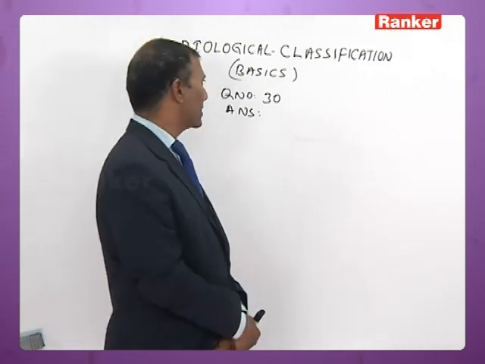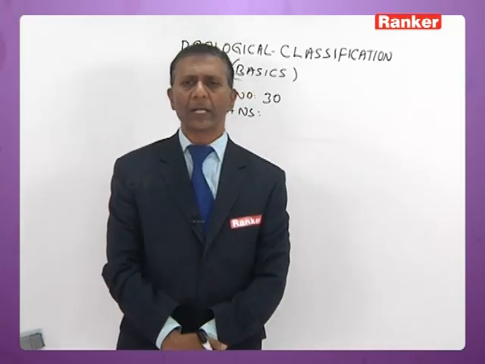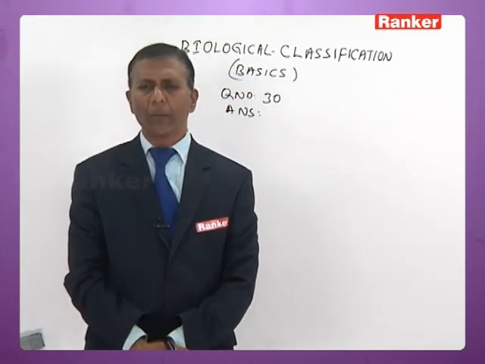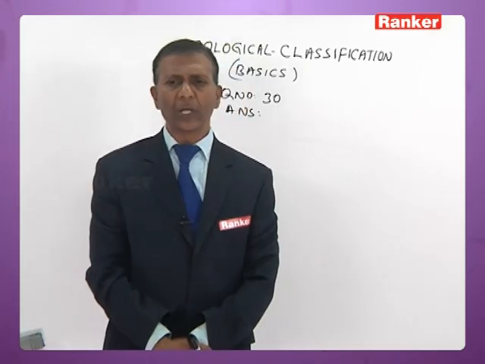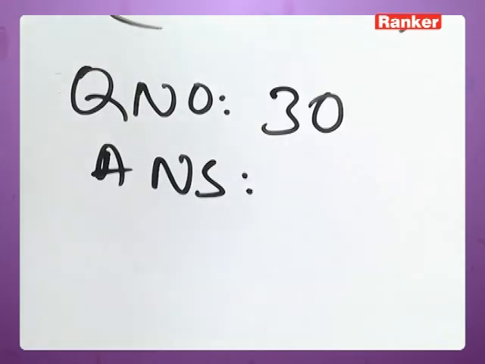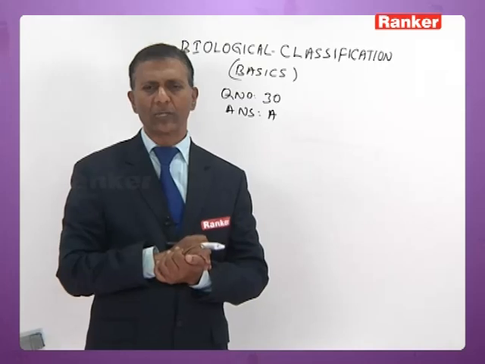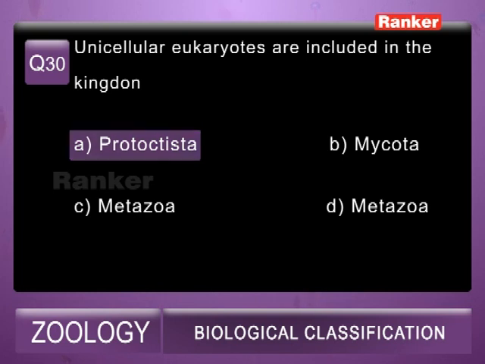Now 30th question here. Unicellular eukaryotes are included in the kingdom. Just now I made a mention. According to R.H. Whittaker, all the unicellular eukaryotes are placed in Protista or Protoctista. So options are A. Protoctista, B. Mycota, C. Metazoa, D. Eumetazoa. So unicellular eukaryotes are included in the kingdom Protoctista. So the answer is Protoctista or Protista, one and the same here. 30th question, correct answer is A, Protoctista.